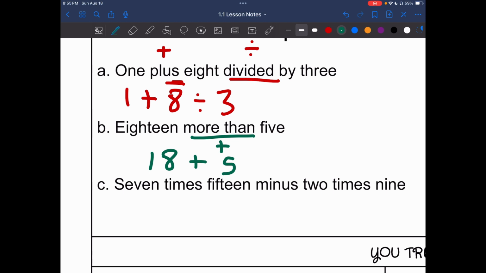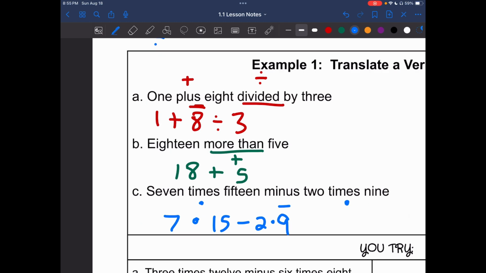Letter C here, we've got 7 times 15 minus 2 times 9. So times tells us we're doing multiplication in 2 different places. And minus means we're doing some subtraction. So if we break that down, we've got 7 times 15 minus 2 times 9. Now, we're not evaluating right now. We're just translating these into the numericals.